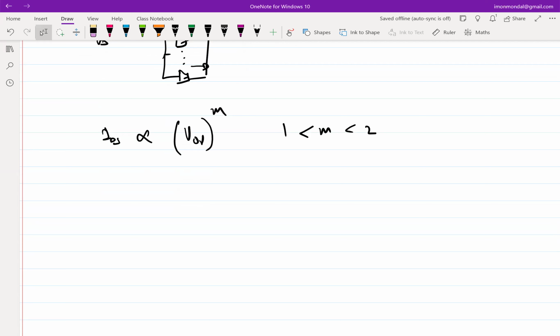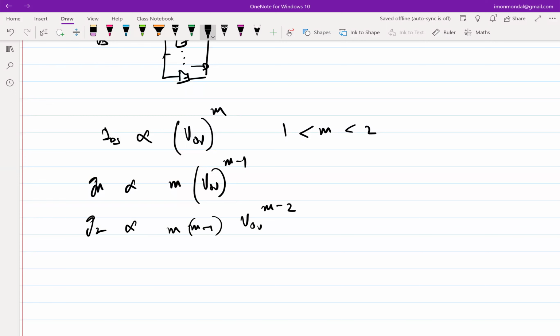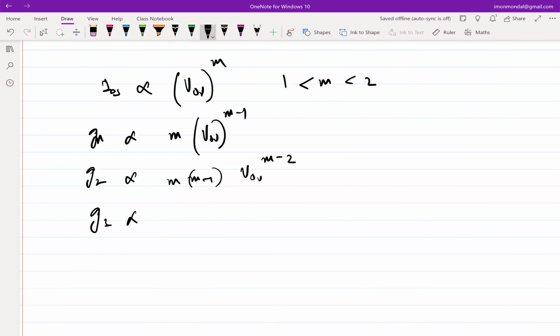So if this is the case, the GM is then proportional to M VOV whole to the power M minus 1, right? And your G2 is proportional to M into M minus 1 times VOV to the power M minus 2, and G3 is proportional to M into M minus 1 into M minus 2 times VOV whole to the power M minus 3.